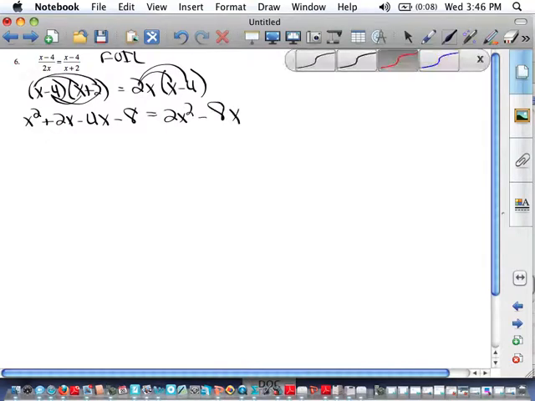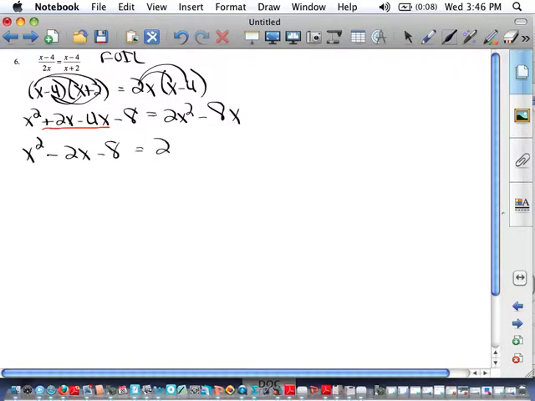Now, before you start moving things around, make sure you combine like terms on the left-hand side. So I have x squared minus 2x minus 8 equals 2x squared minus 8x. Now remember, when you have a quadratic, that means you have an equation with the power on x is 2. It's squared. That's a quadratic. So you want to get everything on one side of the equation.